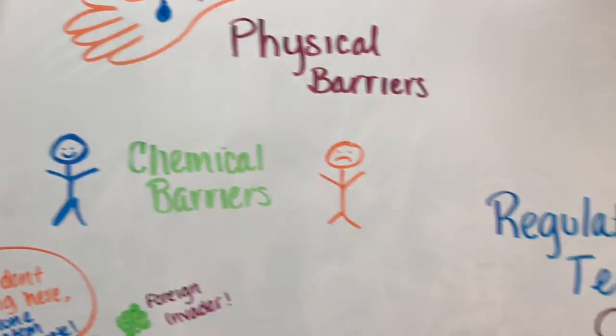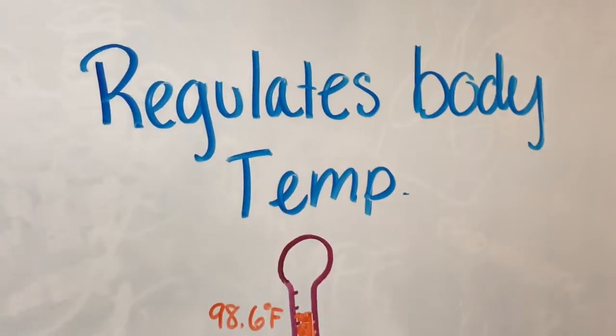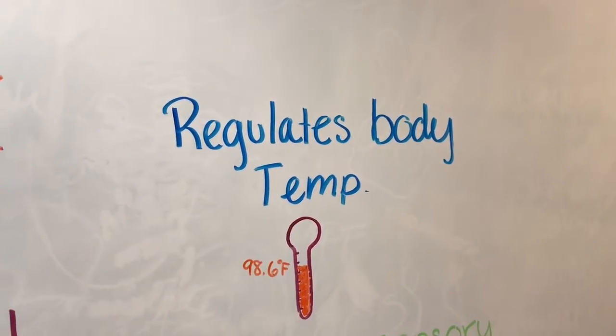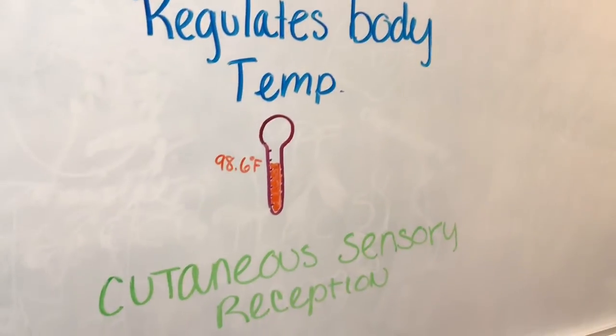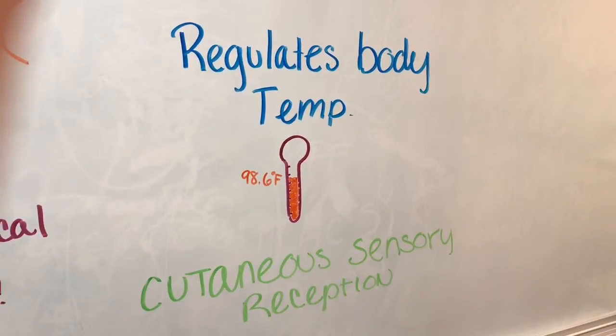Another function of the skin is to regulate our body's temperature, keeping us at a cool 98.6 degrees Fahrenheit. The skin also acts as a cutaneous sensory receptor, where if our body gets above the 98.6, it knows to cool itself down.